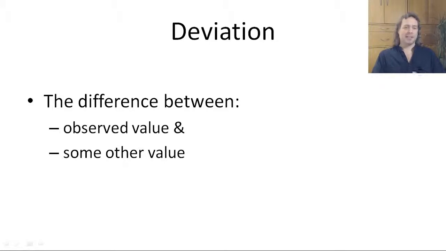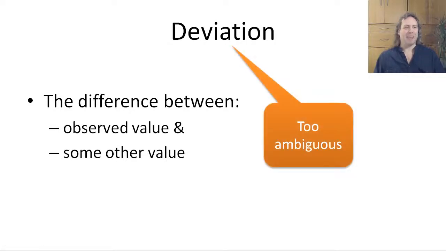Deviation. Deviation is the difference between the observed value and some other value. Yeah, that's a bit ambiguous. This some other value, it's what we define it to be. So if we talk to other people about deviation, we have to define exactly what that some other value is. And if we don't, then what we understand to be deviation could well be very different to what they think is the deviation. So the term deviation itself is too ambiguous. So I'm not going to be using the term deviation, or at least if I do, give me a slap around the face because I'm using it incorrectly.